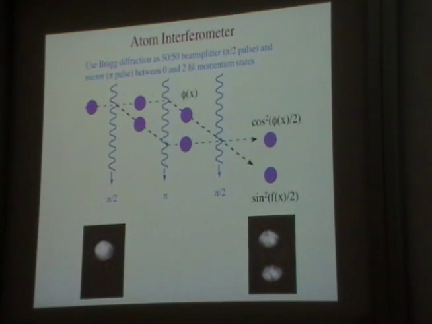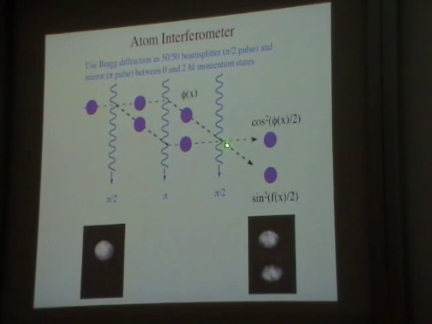So I take the atoms in the 2ħk momentum state and transfer them back to the zero momentum state. And I take the atoms in the zero momentum state and transfer them to the 2ħk state. So this second pulse acts like a mirror in your interferometer. The first pulse was your beam splitter. This one acts like a mirror. It changed the relative momentum between the two atom clouds, so they start moving back towards each other.